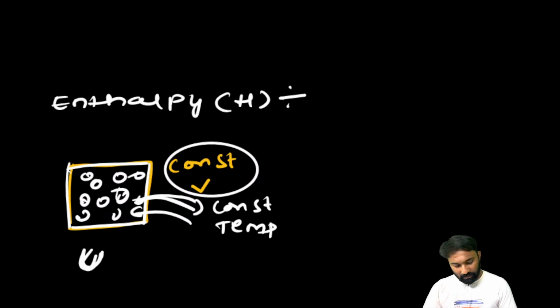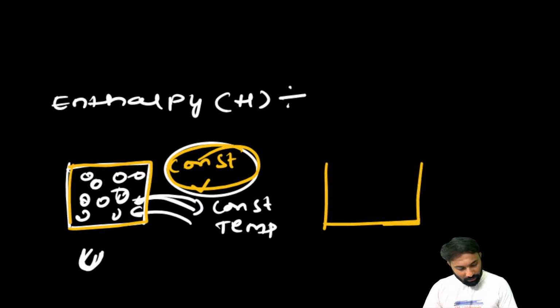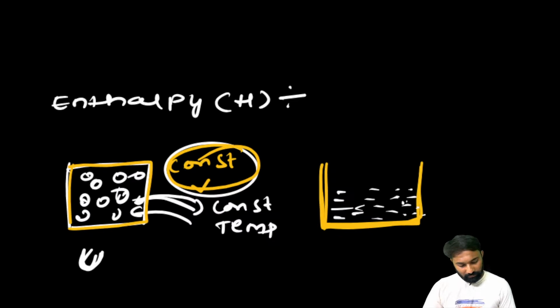Now here I don't want to keep the volume constant. If I don't want constant volume, what do I have to do? I have to take an open vessel. If I take an open vessel, volume will not be constant. Done? Now which thermodynamic parameter is constant? Constant pressure. Now it is at constant pressure.